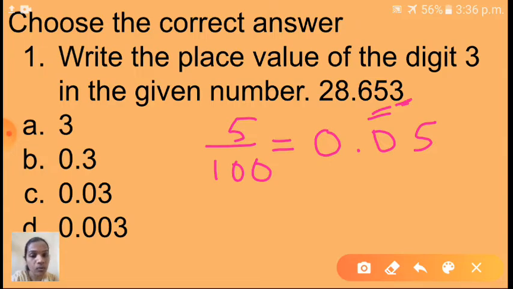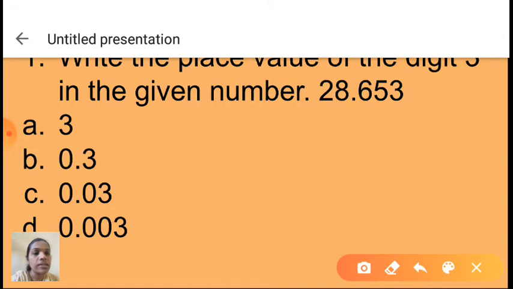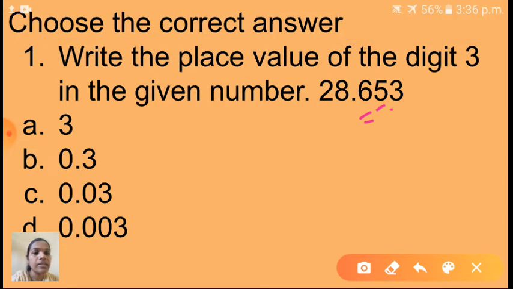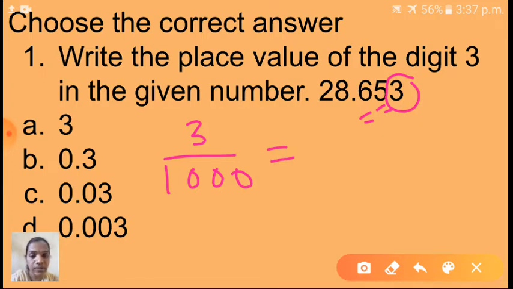So what about 3? The place value of 3, that is your question here, isn't it? What is the place of 3 here? Can anyone say? Yes. See here children, this is tenth place, this is hundredth place, and this one is, very good, thousandth place. So how you can write 3 upon 1000. How can you write this one?